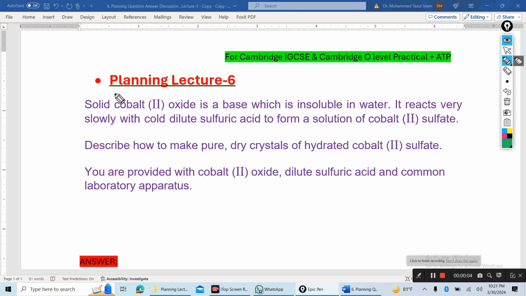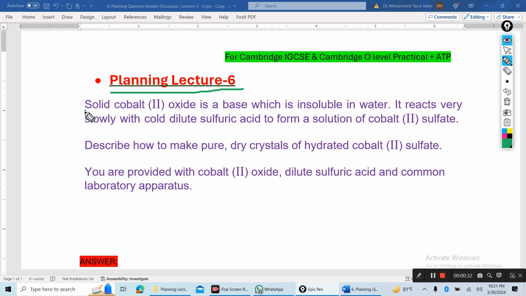Hello students, this is planning lecture 6. This is important for the Cambridge IGCSE and Cambridge O-level chemistry practical exam and alternative to practical exam.